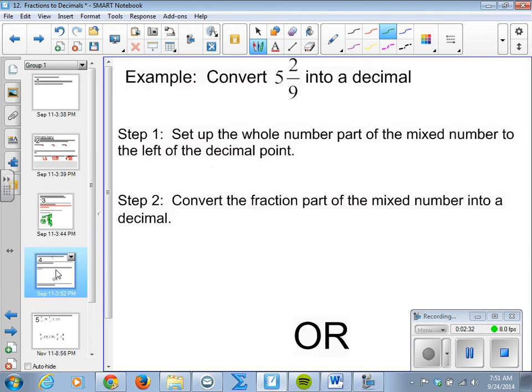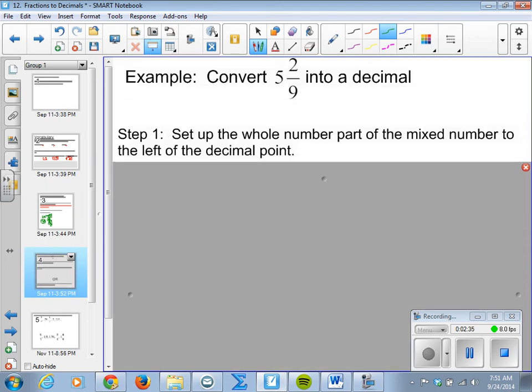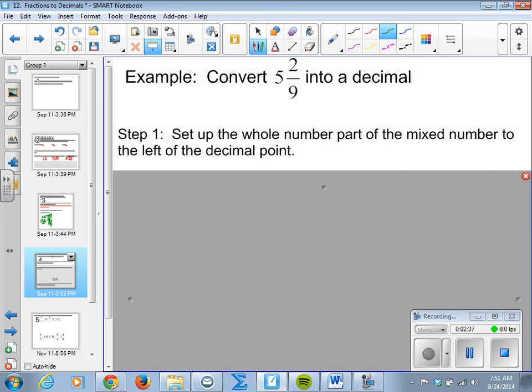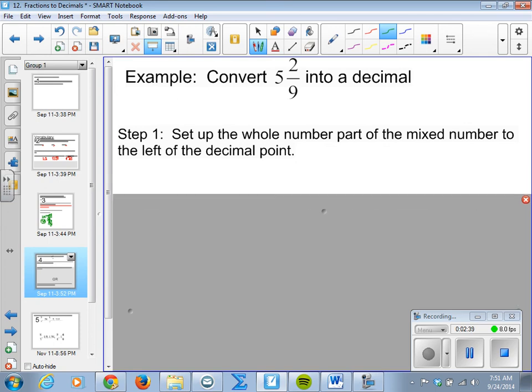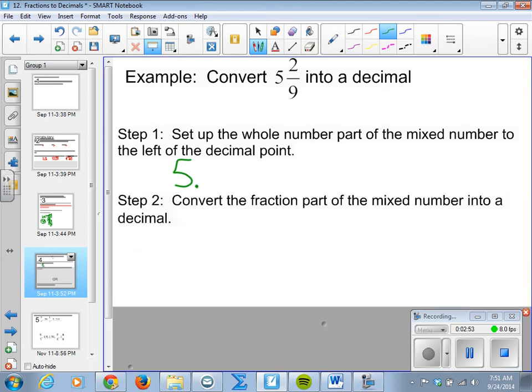Now we could get a mixed number, convert 5 2/9 into a decimal. A couple ways to do this. I think the easiest way, we could set up our whole number part of the mixed number to the left of our decimal point. Remember, it's 5 2/9, so it's going to be 5 and something. Set that up, kind of keep it to the side, and then convert the fraction part into a decimal like on the last page. So we've got 2 divided by 9. 9 can't go into 2. Add that 0. 9 goes into 20 2 times.